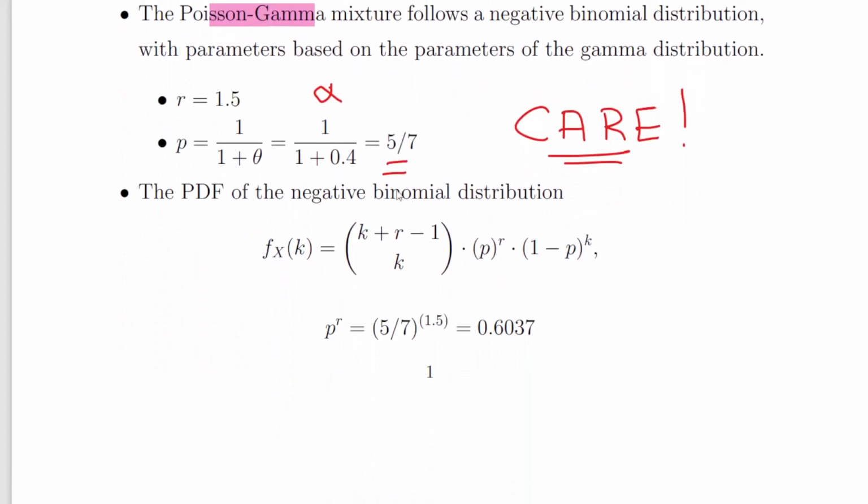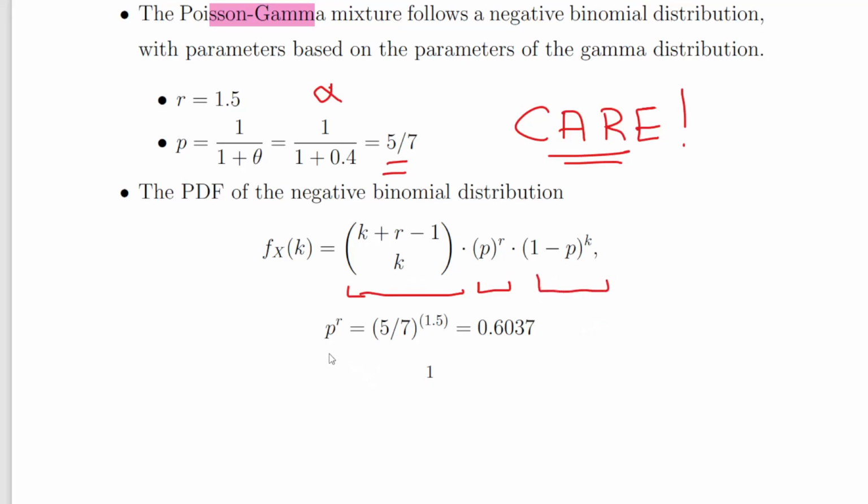Okay, so I'm going to continue on. The PDF of the negative binomial distribution: here is the binomial coefficient. This is the particular format of the negative binomial distribution I'm going to use in this instance. The binomial coefficient of k plus r minus 1, choose k, times p to the power of r times 1 minus p to the power of k.